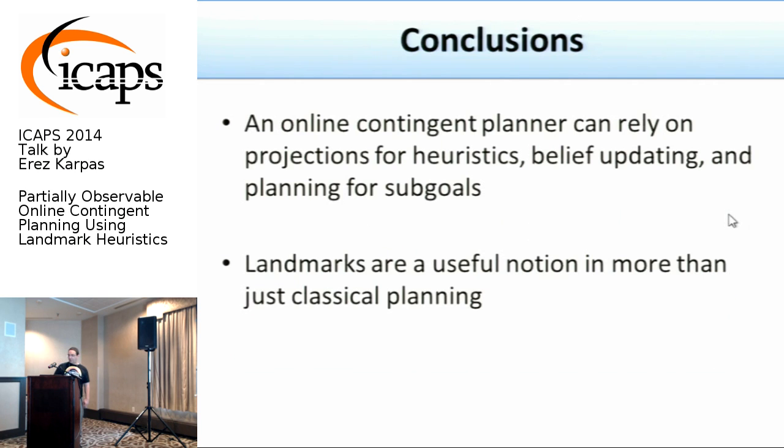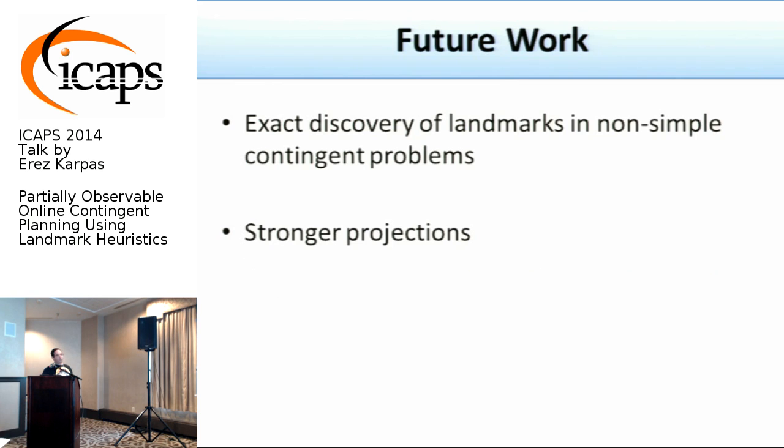To conclude, we showed you an online contingent planner that relies on projections for heuristics, belief updating, and planning for subgoals. And we've also shown that landmarks are a useful notion in more than just classical planning. This is not the first work that does that, and probably not the last. So for future work, we want to see if we can find landmarks in non-simple contingent problems exactly, and we also want to do stronger projections. All right, thank you.